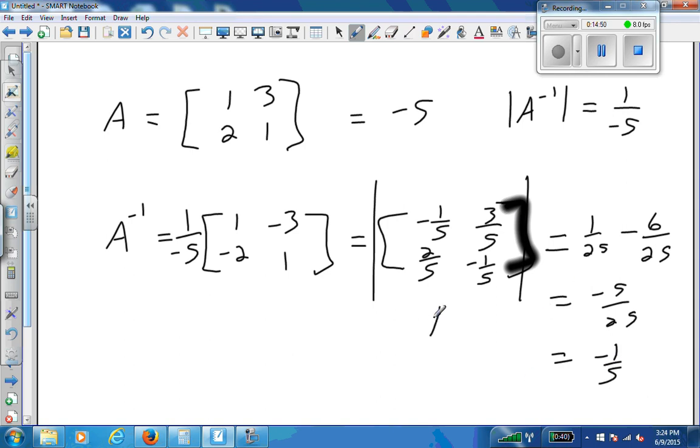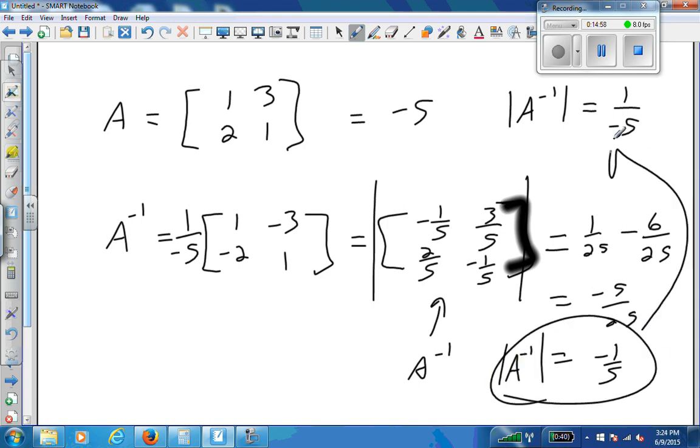So this was A inverse. This was the determinant of A inverse. Notice the same thing we got when we calculated the determinant of A and then did 1 over the determinant of A. So much quicker if all we're needing is the determinant of A inverse.